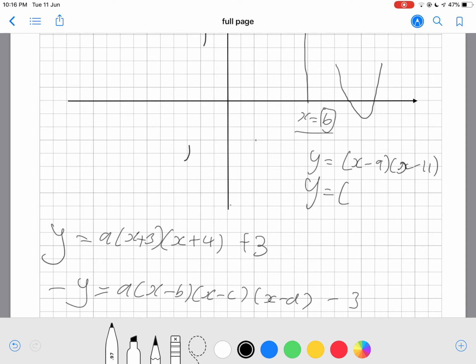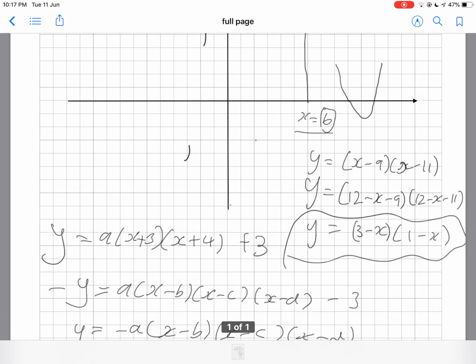So y equals 12 minus x minus 9, 12 minus x minus 11. So y equals 12 minus 9 is 3, so 3 minus x. And 12 minus 11 is 1 minus x. Okay, that's legit. Again, that's all there is to it, okay?